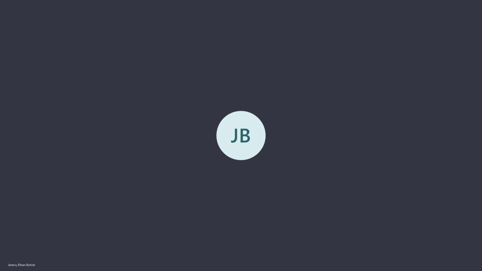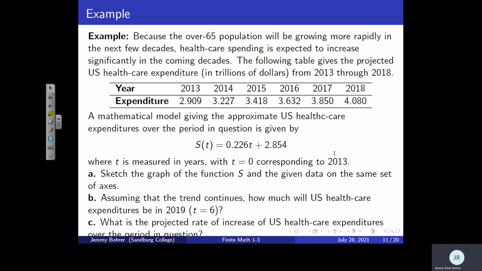In this video, we will look at the example on page 11 of the chapter 1, section 3 slides. So here's our example. Because the over 65 population will be growing more rapidly in the next few decades, healthcare spending is expected to increase significantly in the coming decades.